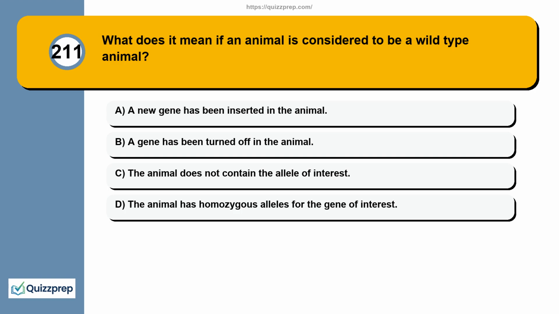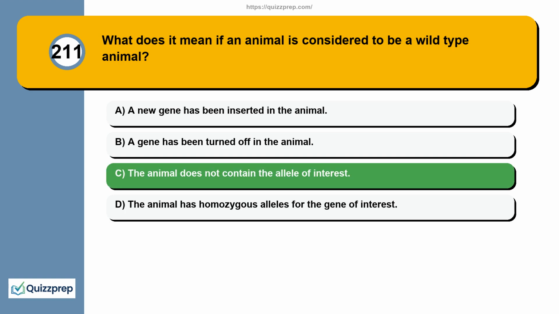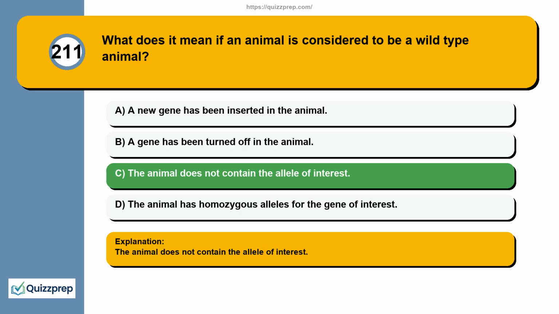Question 211. What does it mean if an animal is considered to be a wild-type animal? Option A. A new gene has been inserted in the animal. Option B. A gene has been turned off in the animal. Option C. The animal does not contain the allele of interest. Option D. The animal has homozygous alleles for the gene of interest. The correct answer is option C. The animal does not contain the allele of interest.